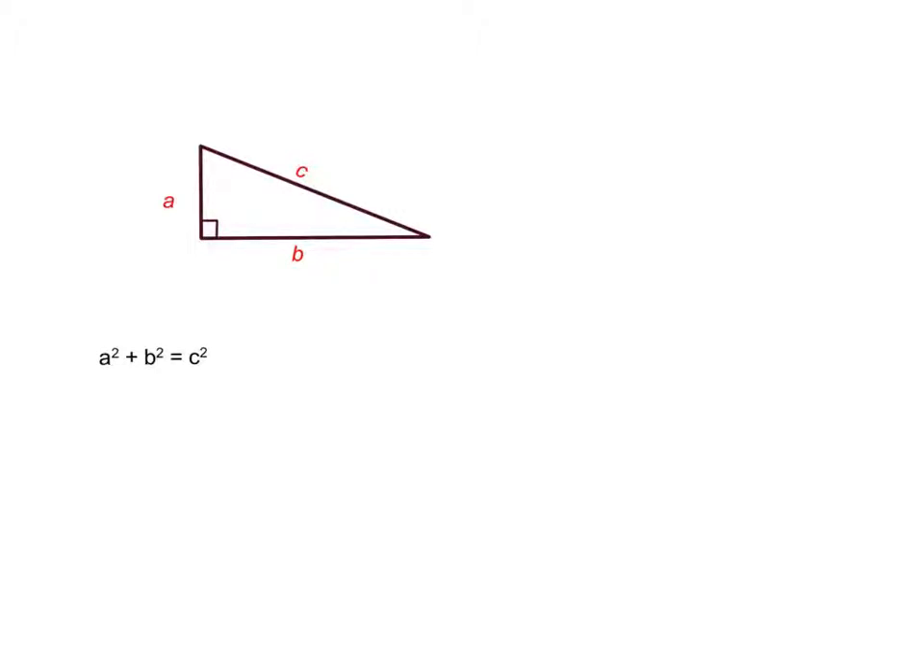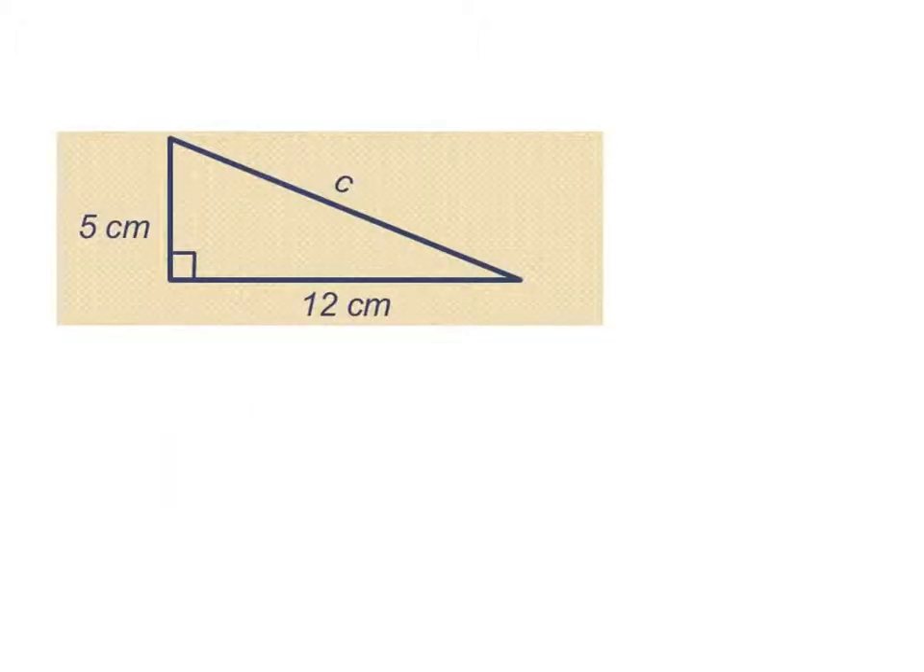Okay. Now, again, that's what this says. A and B are the legs. C is the hypotenuse. Here's an example. Okay, so go ahead and solve this problem. So, what you should have had set up is this: 5 squared plus 12 squared, since those are the legs. C is the hypotenuse, so it is c squared.